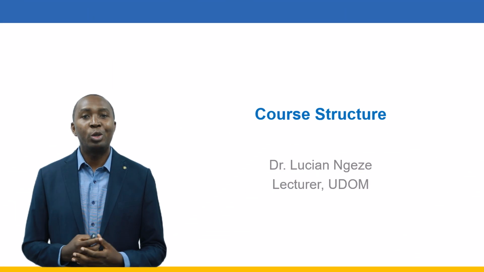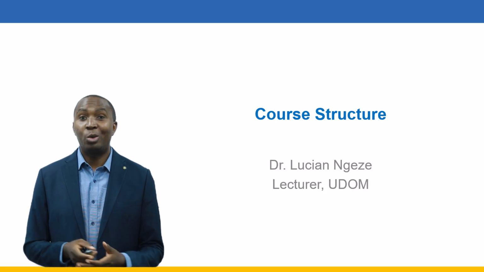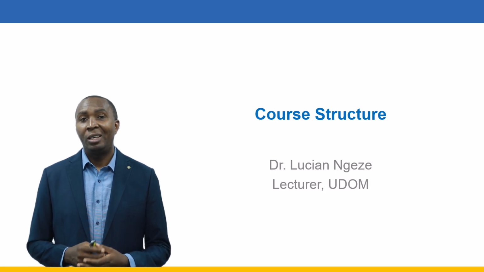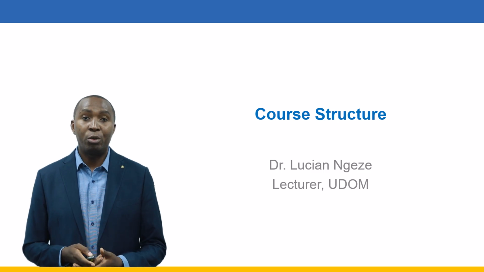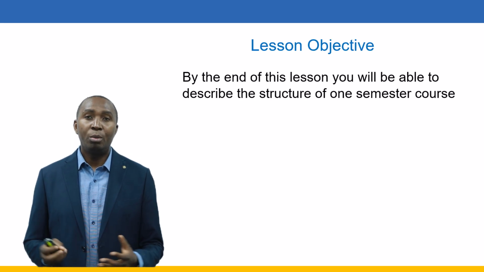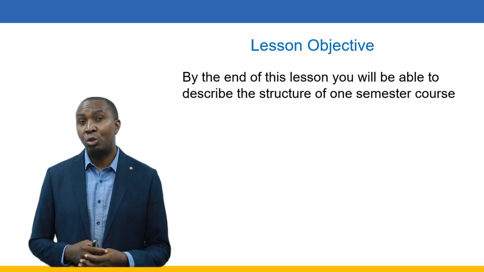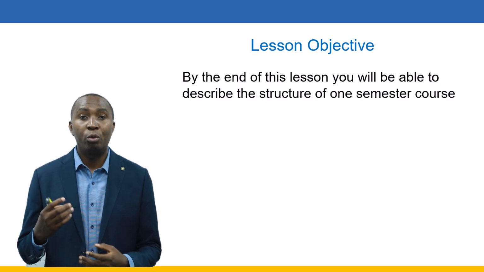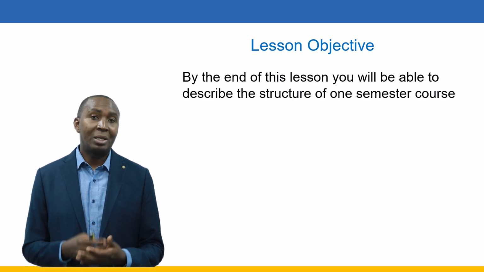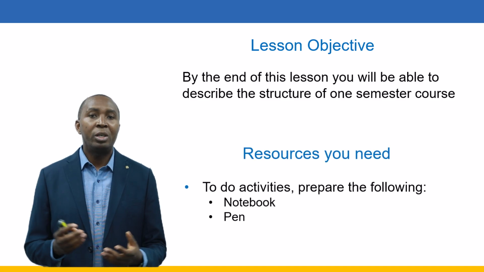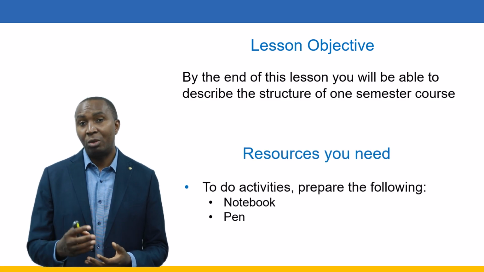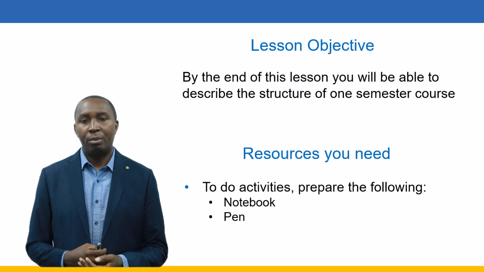Okay, let's now look into the course structure and how the course looks from the perspective of the programs you have selected. By the end of this lesson, you should be able to describe the structure of one course of the semester. Again, you need a notebook and a pen to be able to note down your observations from the scenarios.